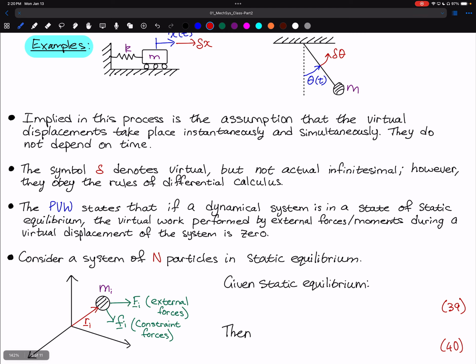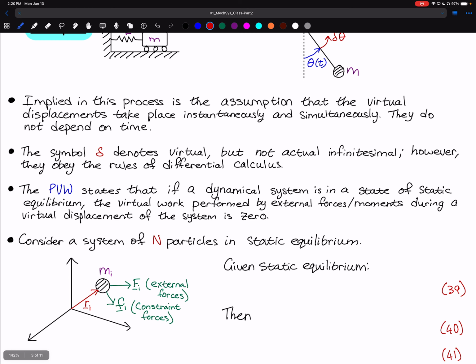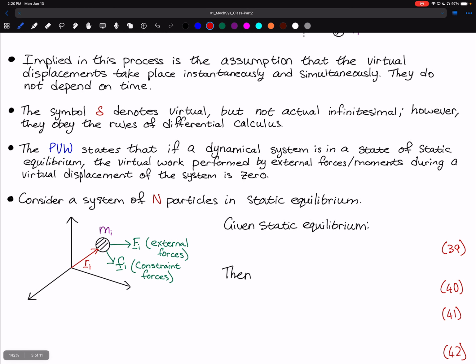Okay, so the principle of virtual work states that if a dynamical system is in a state of static equilibrium, the virtual work performed by external forces and moments during a virtual displacement of the system is zero. And so that is, in a sense, a statement of static equilibrium, as you've seen before, but now we're going to be using work to show that instead. We're going to consider our system of n particles, shown here. Each of them has its own position vector, Ri, its own mass, Mi, and then they have constraint forces acting on them, lowercase fi, and external forces, which is represented with a capital Fi.